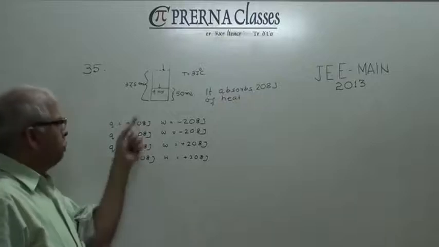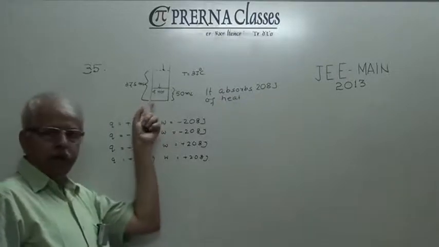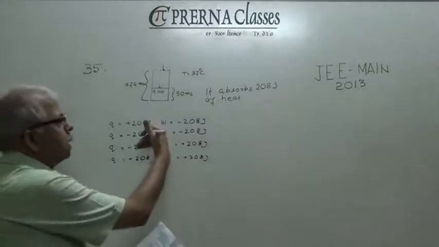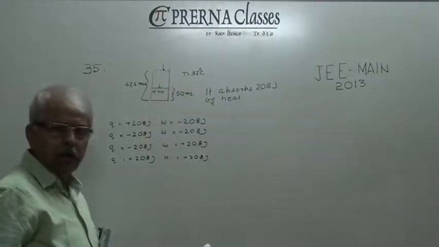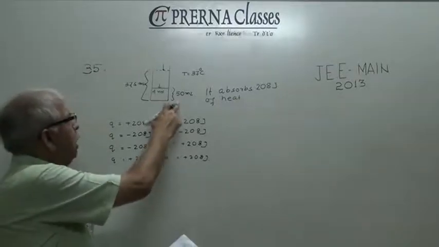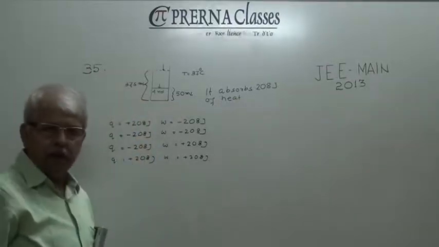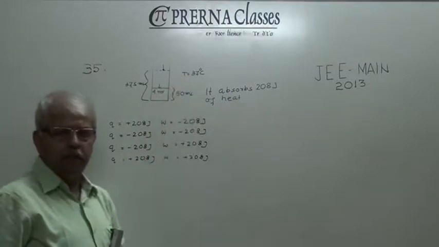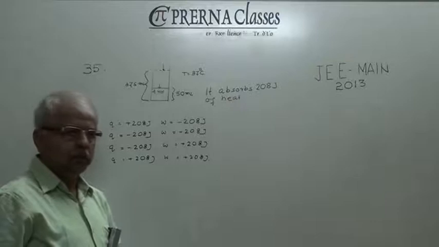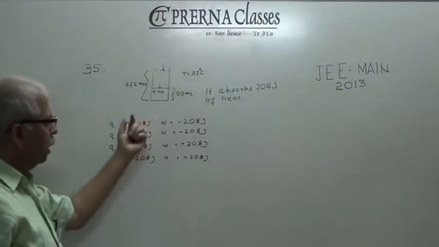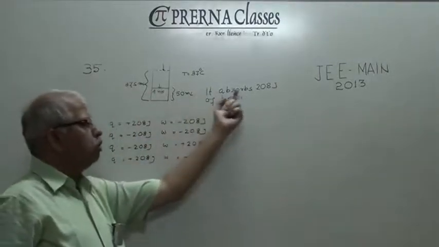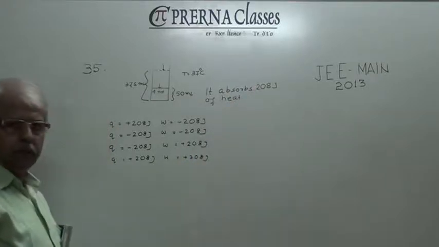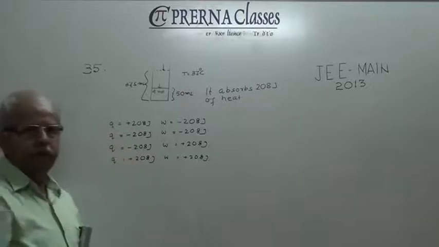Now, a piston filled with 4 mole of a gas, it expands reversibly from 50 ml to 375 ml at a constant temperature T equal to 37 degrees. And in doing so, it absorbs 208 joule of heat. Now the 4 options are given.